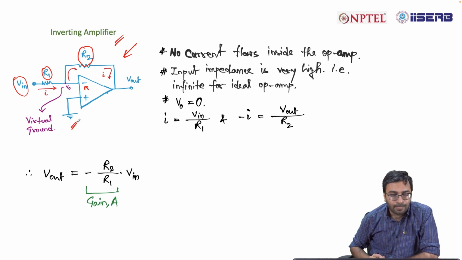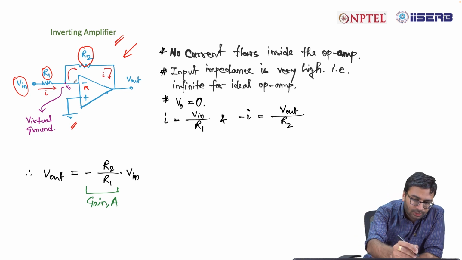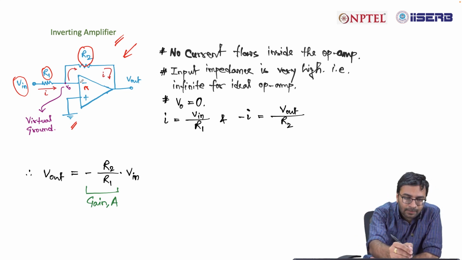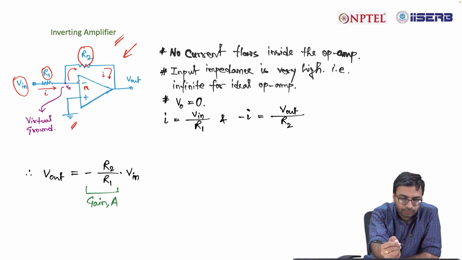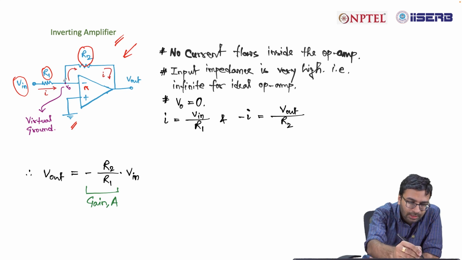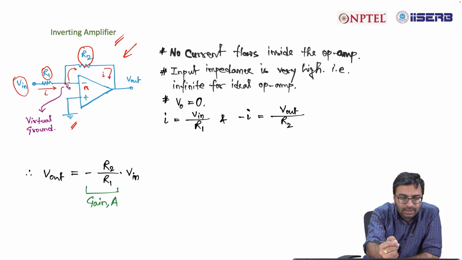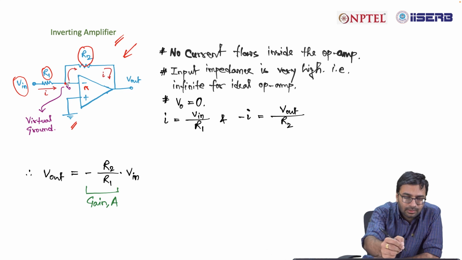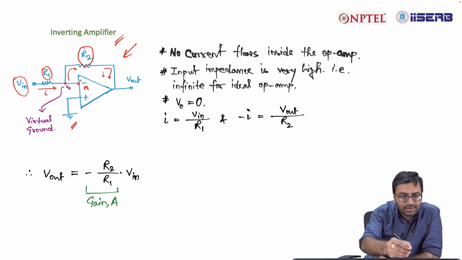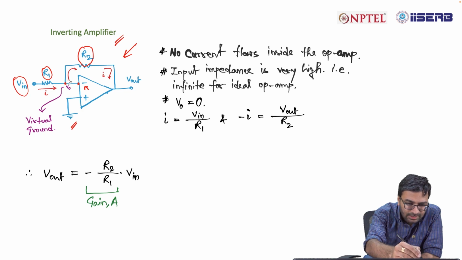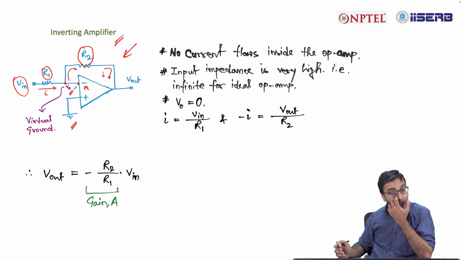Now because there is no current going inside the terminal, you can consider the potential V0 here is similar to the potential that you see over here. So this entire line has the same potential V0.